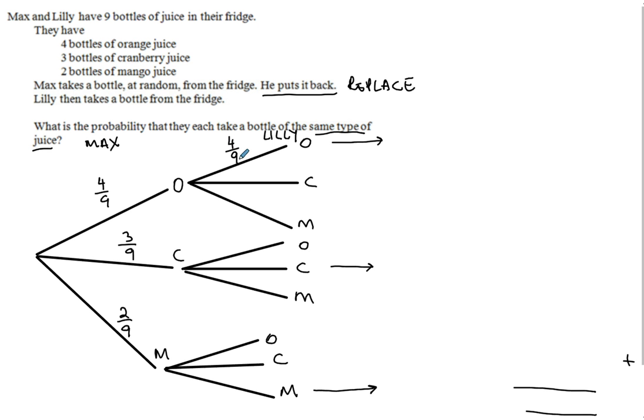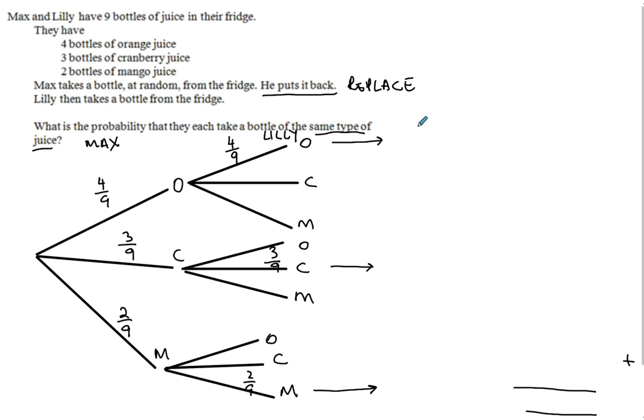Yeah, because he puts it back, so there's still a total of 9, and there's still 4 bottles of orange juice. Okay, so then the probability of the cranberry would be 3 9ths, and the probability of the mango would be 2 9ths. Okay, and then you just multiply it straight across.